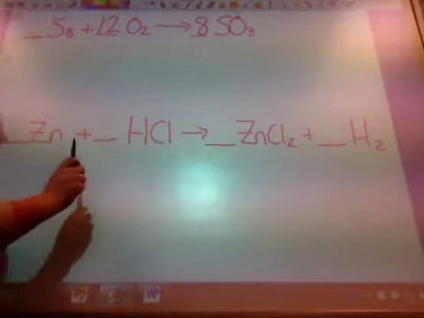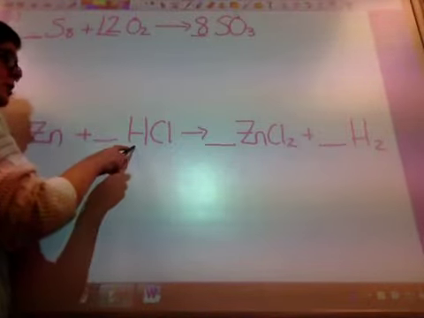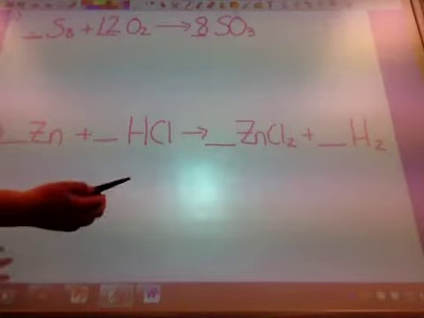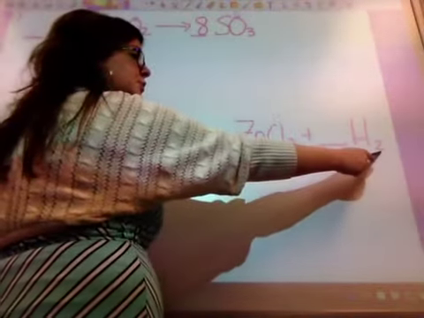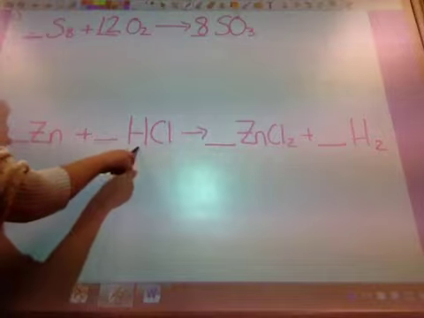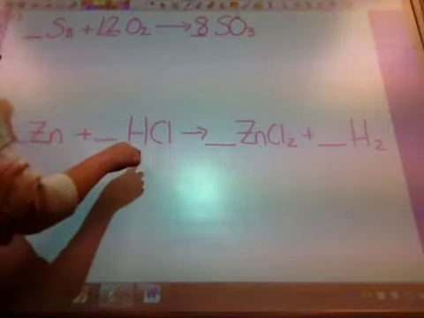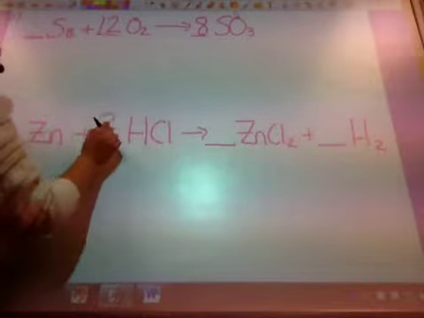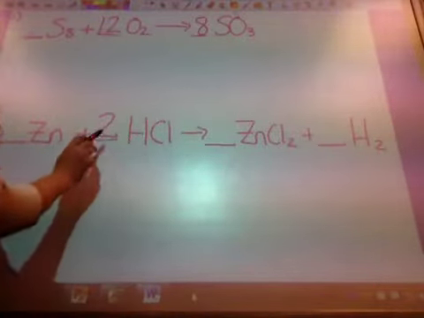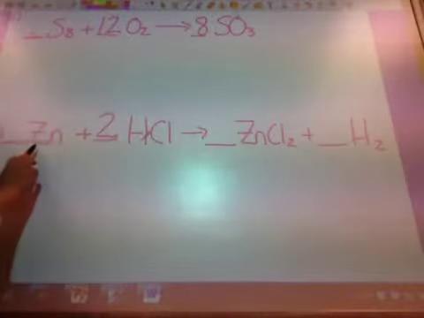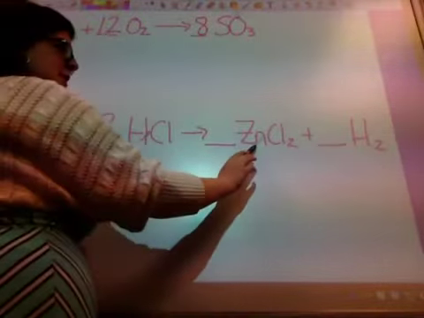I have 1 hydrogen on the reactant side. How many hydrogens do I have on the product side? I have 2. I only have 1 on this side though, so what number should go here to have 2 hydrogens? 2. So now I have 2 hydrogens, 2 hydrogens. Still 1 zinc, still 1 zinc on this side.